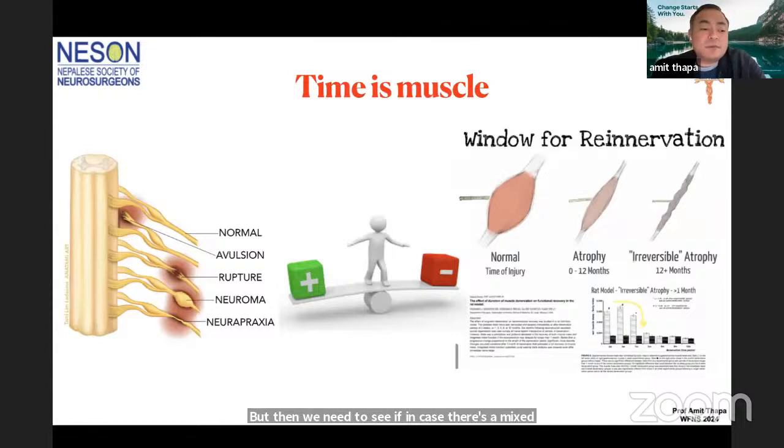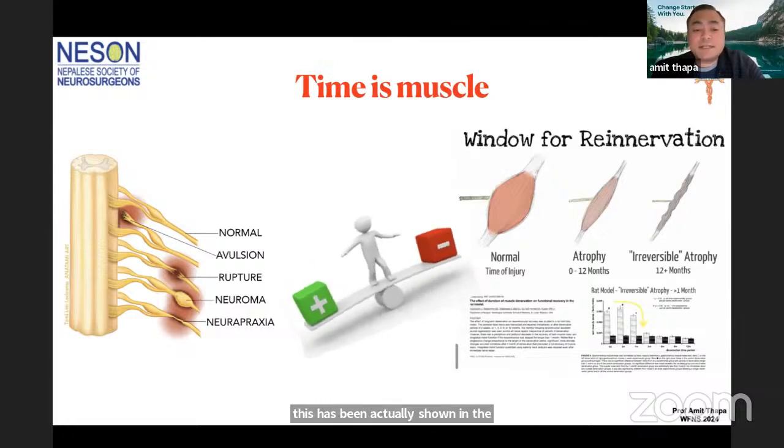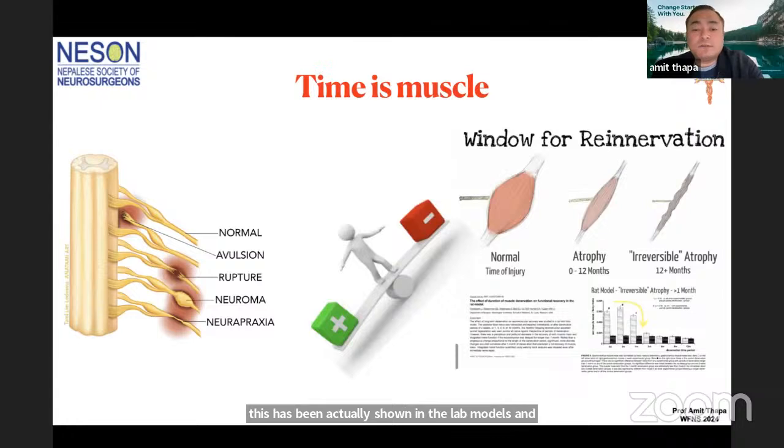Now, the problem is that the more we wait, the more time we lose for reinnervation, because though the initial concept was that we can wait till 12 months, we have seen that if we wait even beyond 6 months, the muscle is losing its potential to regenerate. The motor end plates are denervating, and hence even after a good reinnervation, the motor end plates forget to fire properly. This has been shown in rat models, and hence we need to be tighter as to what would be a good window for reinnervation.